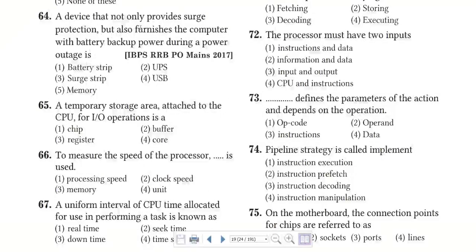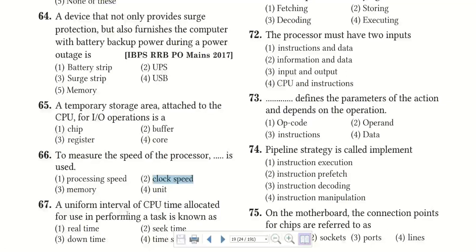A device that not only provides surge protection but also furnishes the computer with battery backup power during a power outage is called UPS. A temporary storage area attached to the CPU for input-output operation is a buffer. The buffer is a temporary storage area. To measure the speed of the processor, clock speed is used.